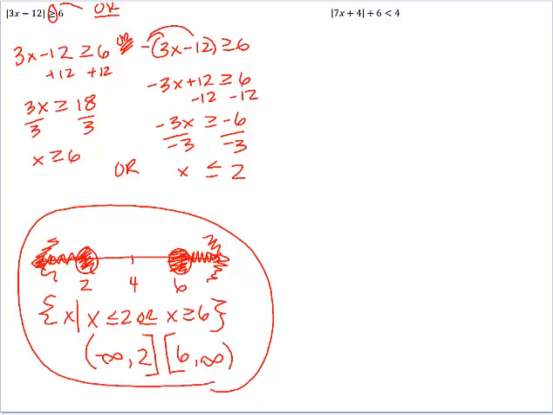All right, next one, absolute value of 7x plus 4, and then plus 6 is less than 4. So we need to get the absolute value alone first. So we're going to subtract 6 from both sides. Absolute value of 7x plus 4 is less than negative 2.